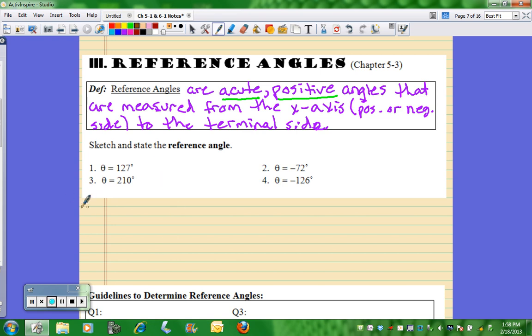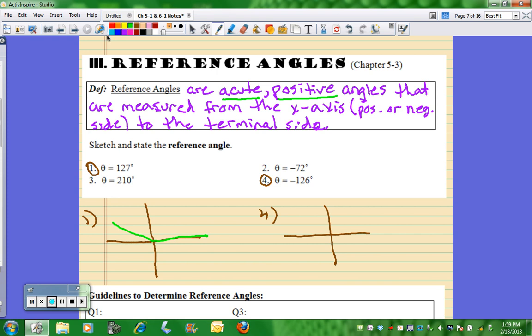So I am going to pick two of them to do with you. I'm going to do number 1, and I'll do number 4. All right, so problem number 1, I'm going to draw the angle in here. So for problem number 1, we have our 127.